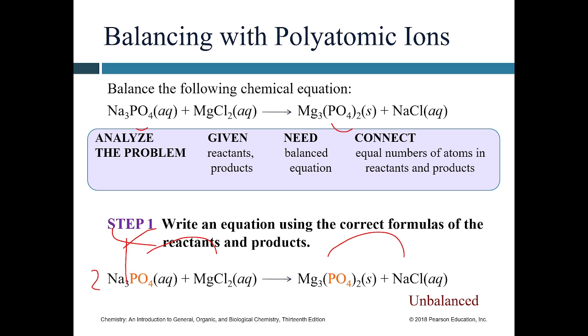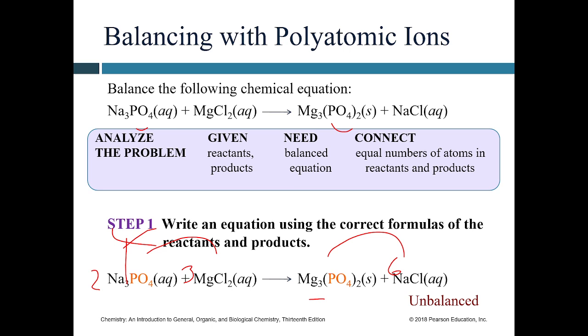Okay, so to balance this again, we have 3 Mg's over here, and so we need to put 3 Mg's over here, right? And our Na's now, we have 6 on the left side, the reactants, and so we need to put 6 over here.